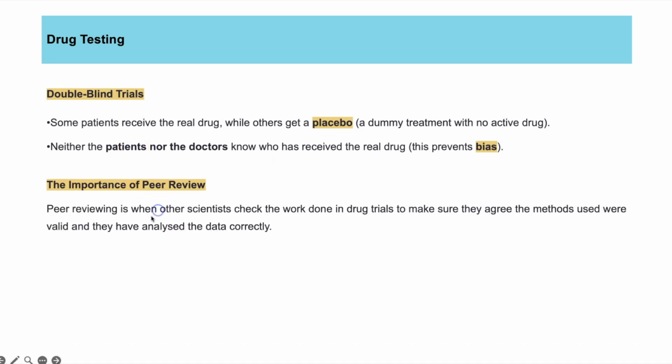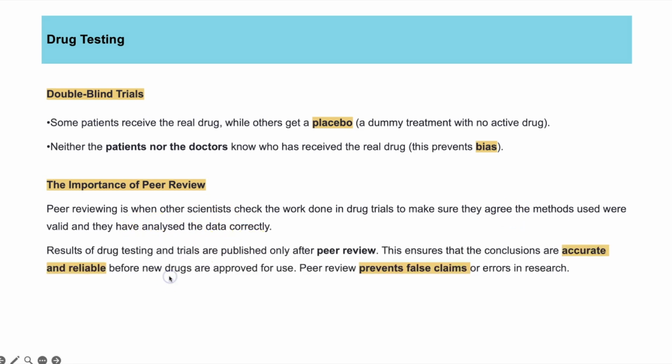Now, as well as these double blinds to try and make sure that we've got really accurate information, there's also something called peer review. Peer reviewing is once you've done all of these clinical trials and you've got all your information and you might come to a conclusion as to whether the drug is effective or not, you also have to have other scientists check the work to make sure that they agree the method that was used is valid and that they agree that the scientists have analysed the data correctly.